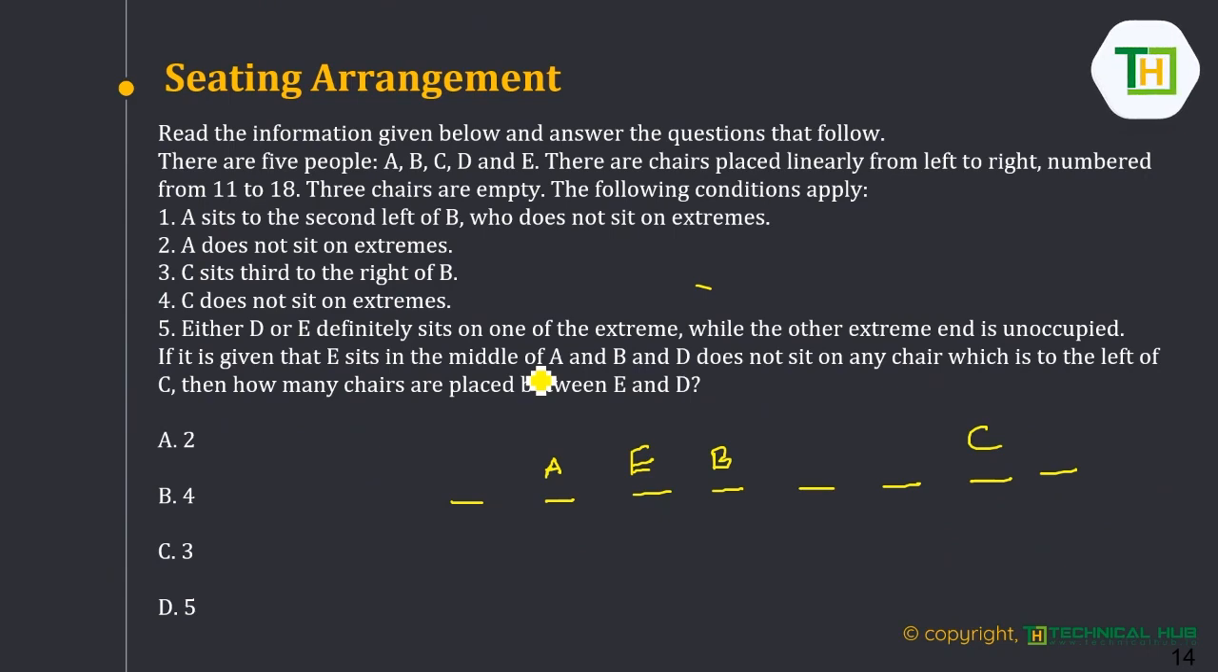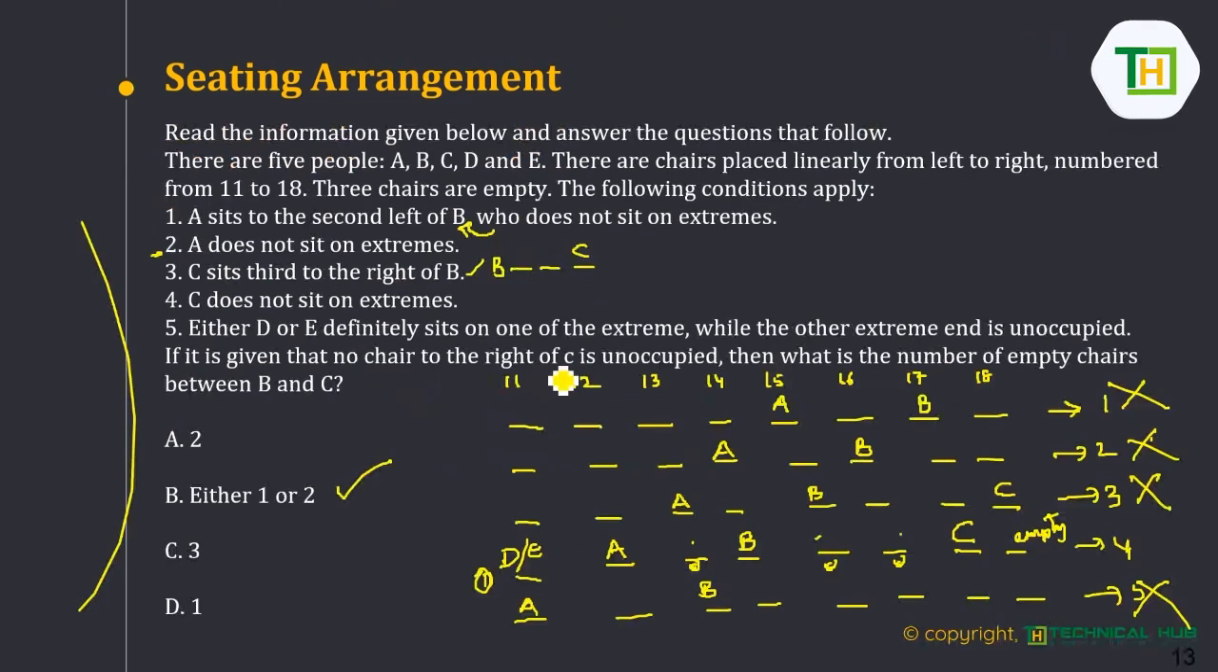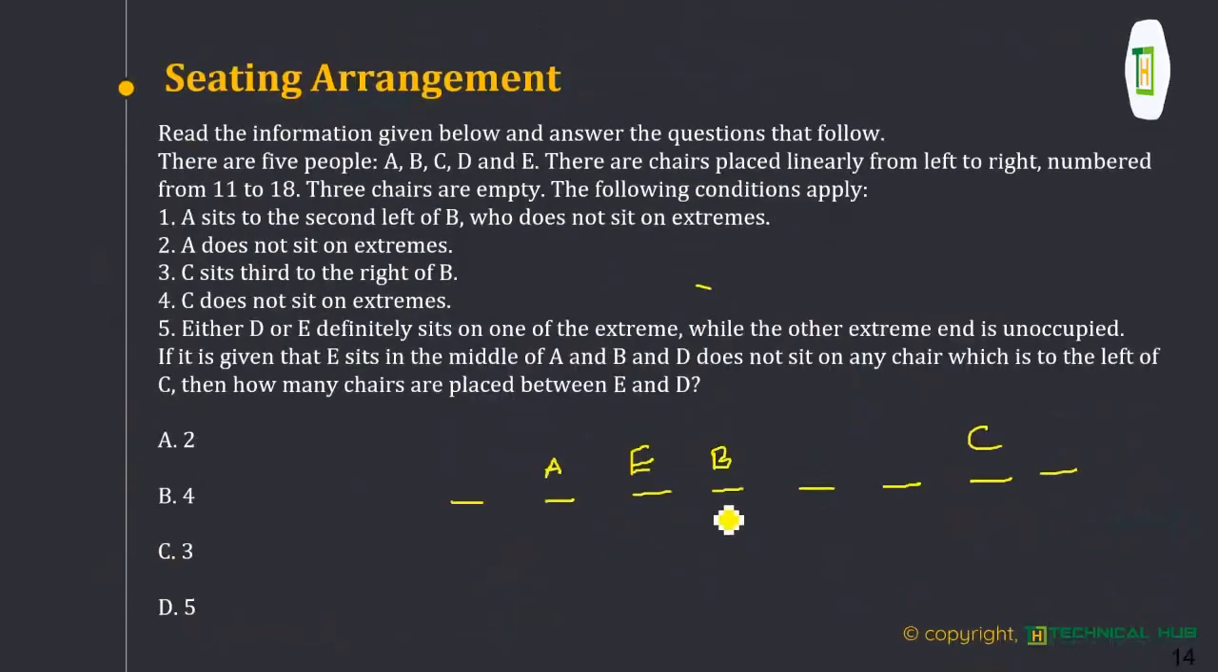Here one condition is given: the right side of C is an unoccupied place. In the previous problem, the right side of C is unoccupied, so this is different here. If E sits in the middle of A and B, then D's position is in this place or in this place, meaning one of the extreme ends. So definitely D or E is there, E's position is there, and D's position is the first place or the last place.